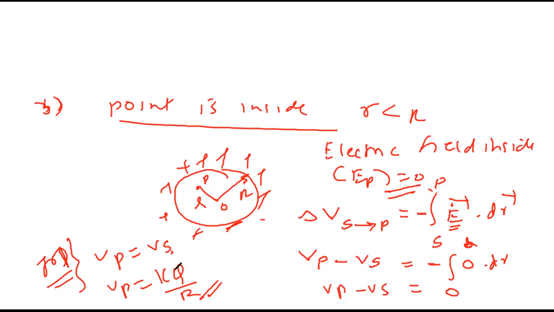Solve it. We went from the surface to inside. Just from the surface to inside, E is 0. So we are getting Vp same as V at the surface. And V at the surface we derived as Kq by R.